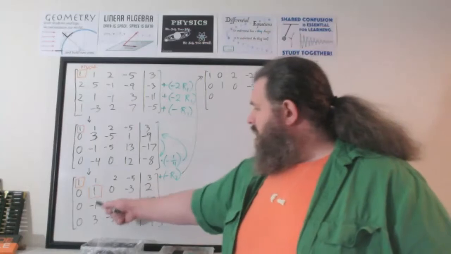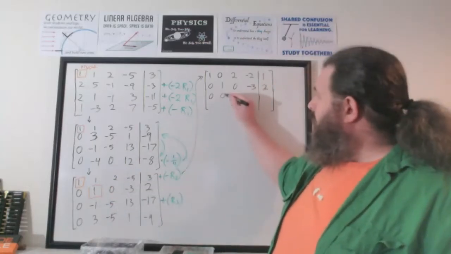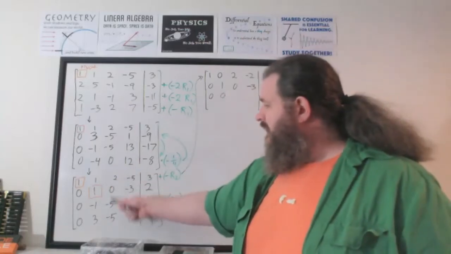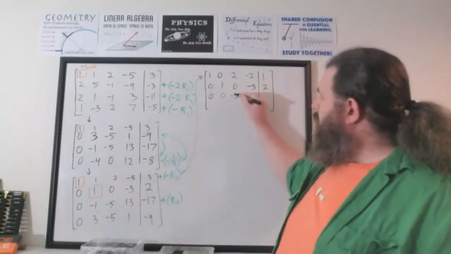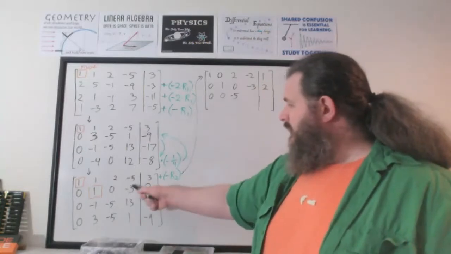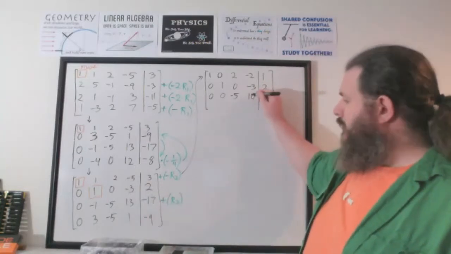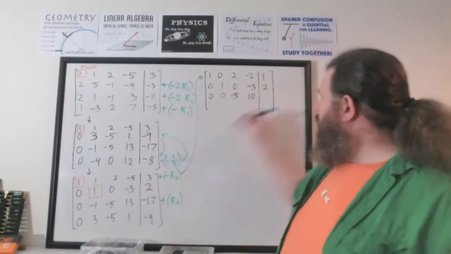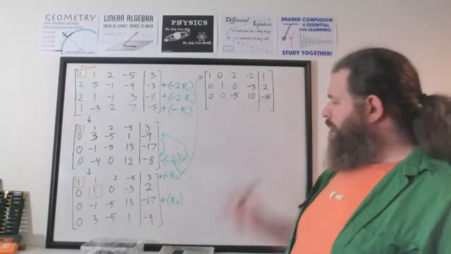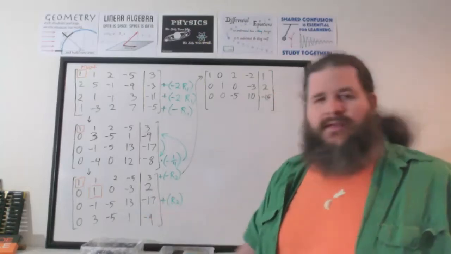Then we've got a -1 plus 1 cancels out. That's what we wanted to establish. -5 plus nothing doesn't change. 13 plus -3 is 10. -17 plus 2 is -15. And then what about the fourth row?